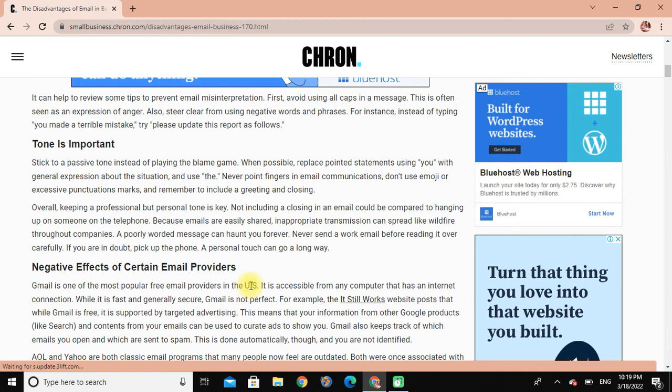Because emails are easily shared, inappropriate transmissions can spread like wildfire throughout companies. A poorly worded message can hurt forever. Never send a work email before reading it over carefully. If you are in doubt, pick up the phone. A personal touch can go a long way.